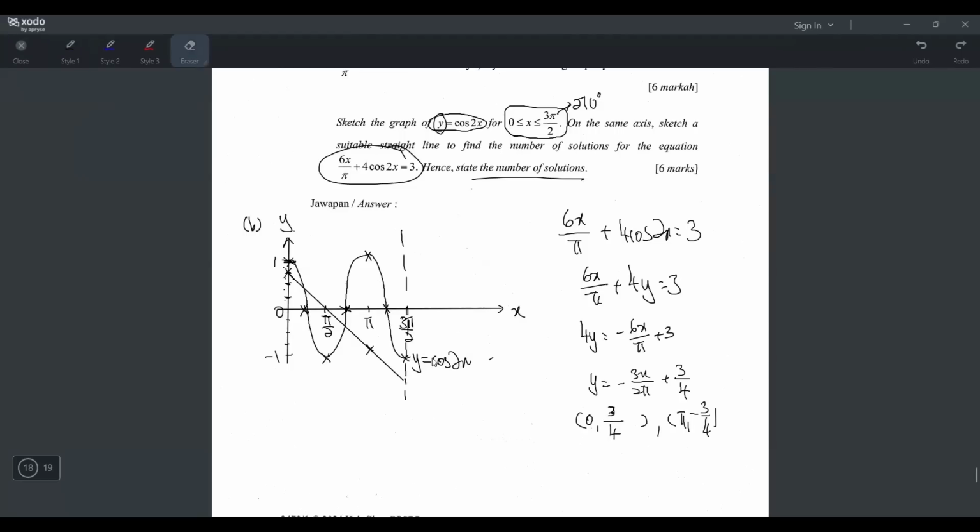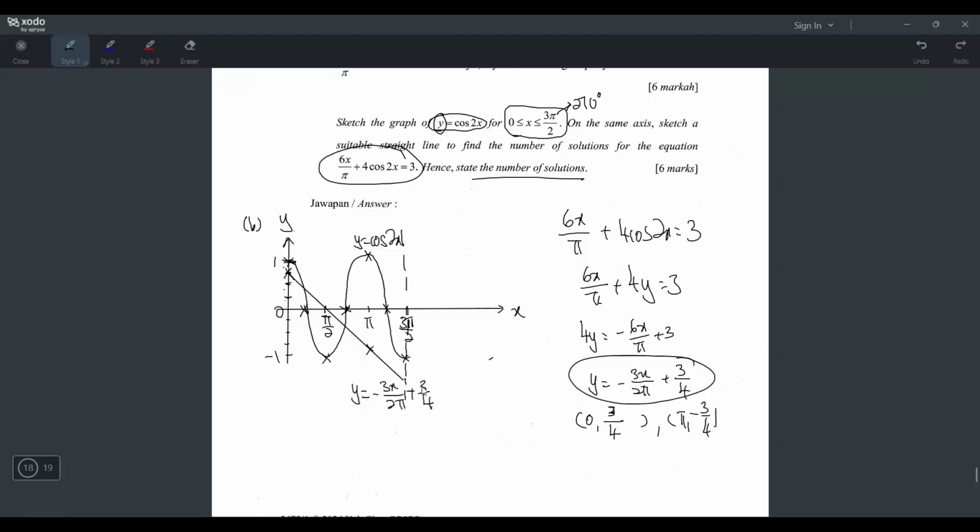Okay, I think this cos 2x equation I will erase. I will write up here, because it's confusing if I write down there, as later I might confuse it with the straight line. For the straight line equation, I'll write here. So what's the equation? This one, right? So y equals negative 3x over 2 pi plus 3 over 4.